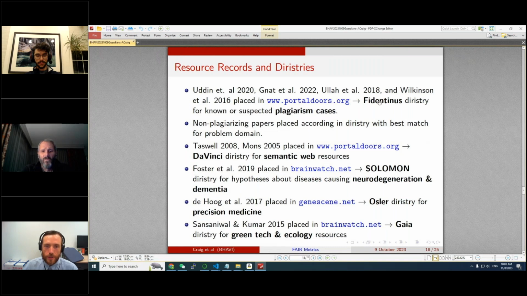So known or suspected plagiarism cases go in a special Fidentinus directory, whereas the remaining non-plagiarizing articles go in their own appropriate directories based on problem domain.